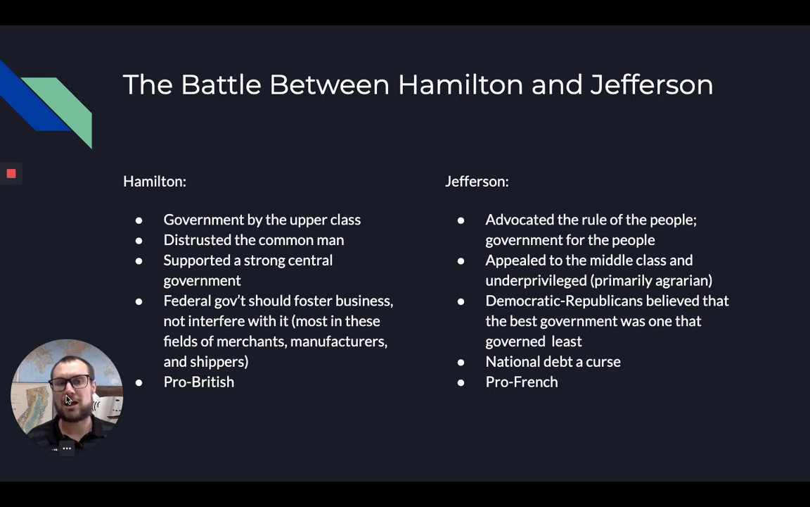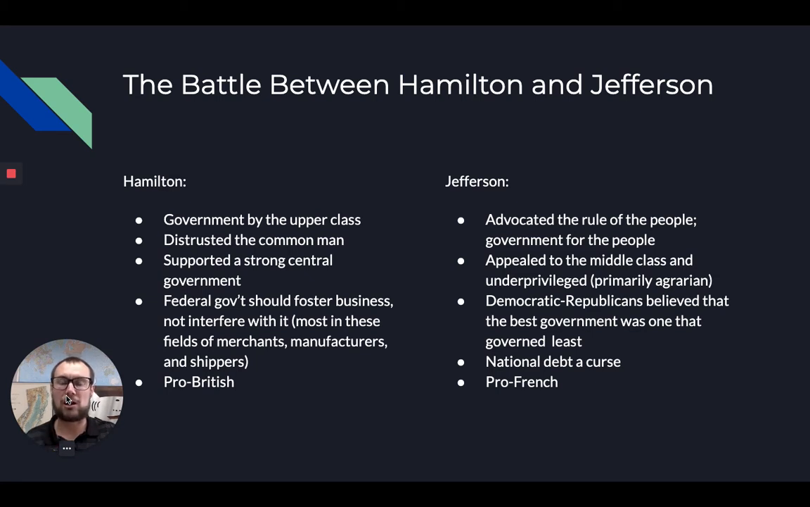Jefferson, on the other hand, advocated the rule of the people, government for the people. However, at this time, it was still the well-educated, and usually the well-educated had money. So there's a little contradiction there that we're going to see until we get Andrew Jackson. This appealed to the middle class and the underprivileged, primarily agrarian. Remember, they're more states' rights, and they believed that the best government was the one that governed least, and they'll become known as the Democratic Republicans. They thought national debt was a curse, which meant that Hamilton's financial plan was bad, and they were mostly pro-French.